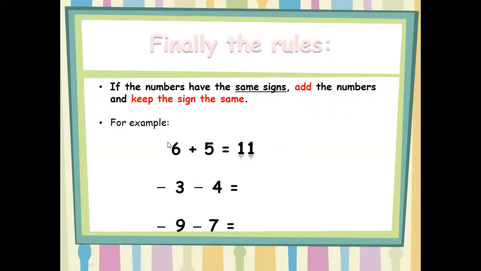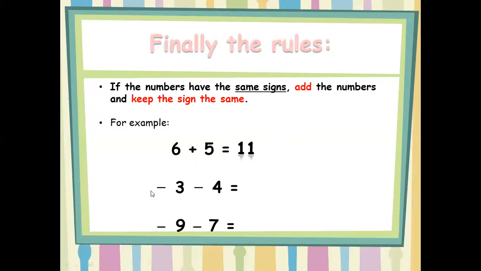Here it is positive, which we don't put. So here it is also positive. So both of them have the same sign. So we add them. 6 plus 5 is 11. But do we put the positive sign here? No, usually we don't. So read the rule again. If the numbers have the same signs, add the numbers. Keep the sign the same.